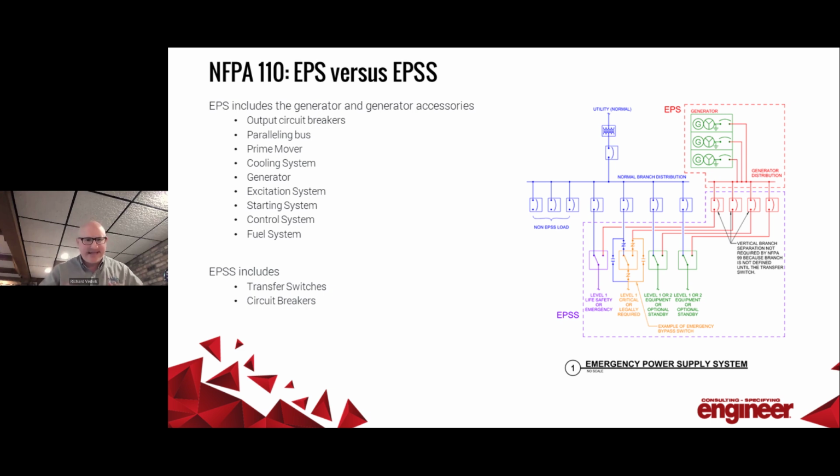Now, the EPS versus EPSS delineation is actually clarified in drawings in the back in the annex. So we have Chapter 4 for EPSS classification, Chapter 5 for EPS explanations and requirements, and then Chapter 6 for EPSS, the transfer switch portion. Essentially, the EPS, or emergency power system, is the generator, the accessories to make the generator work, and the circuit breakers associated with them. The EPSS, you can think of as the distribution side, and that's going to be the transfer switches and the overcurrent protection supplying the emergency side of those transfer switches. So as we use those terminologies, think of this image and, of course, reference that in the annex as needed.